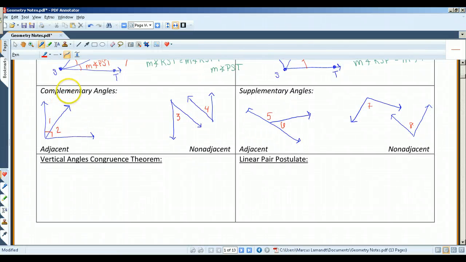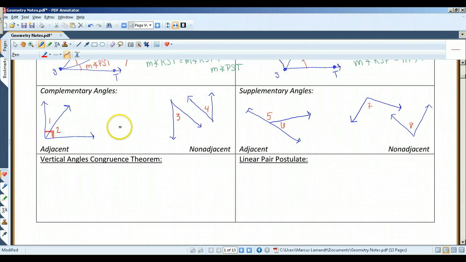Two angles are complementary angles if the sum of their measures is 90 degrees. Remember, this little box indicates that the angle is a right angle, and a right angle is 90 degrees. Each angle is the complement of the other if they're complementary angles. Two angles are supplementary angles if the sum of their measures is 180 degrees. Each angle is the supplement of the other.